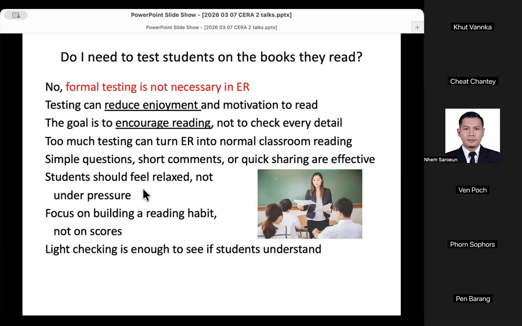Do you need to test the students on the books they read? No, it's not necessary to test the students on every book, right? Testing can reduce enjoyment. The goal is to encourage reading. So too much testing turns extensive reading into normal classroom reading, right? It's not necessary to test them.